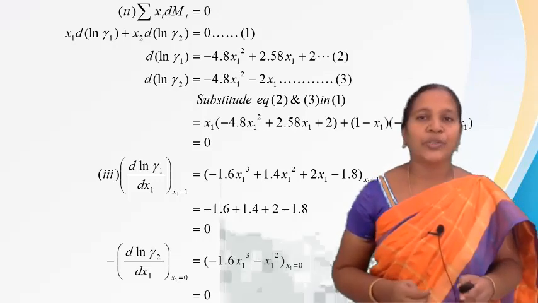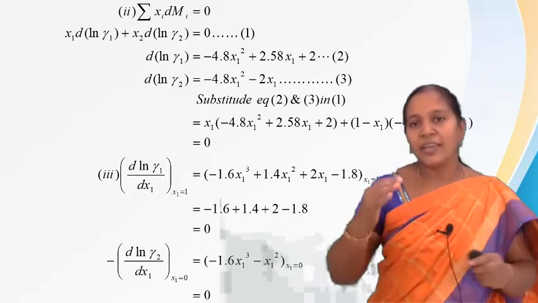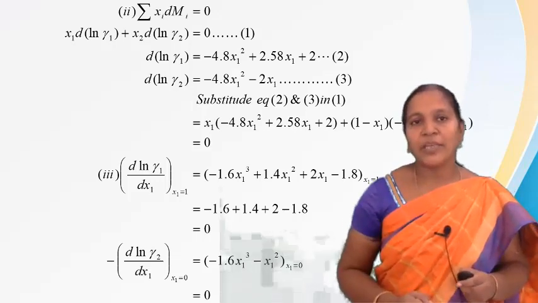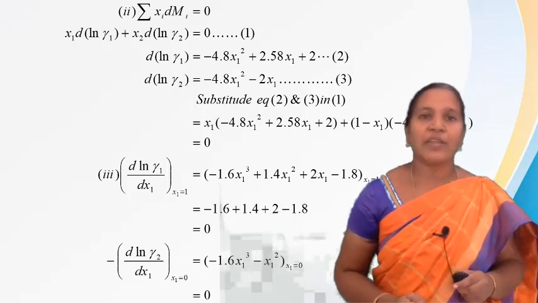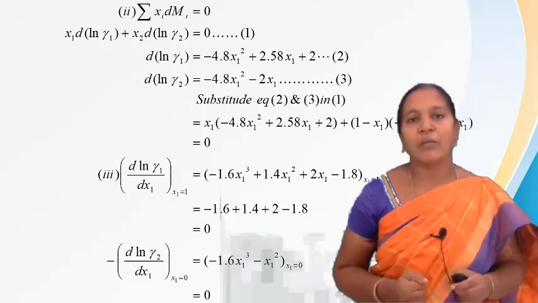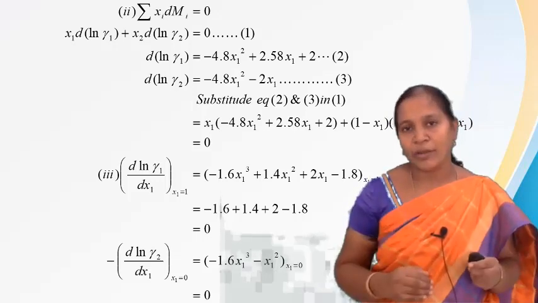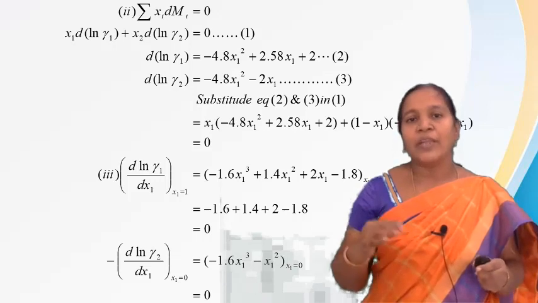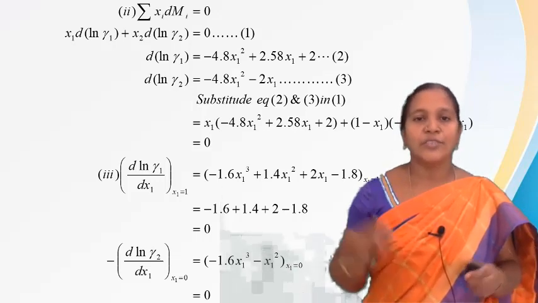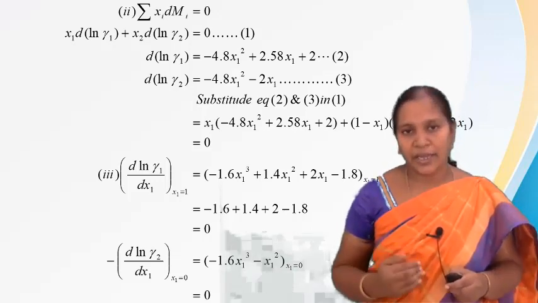Now substitute equations 2 and 3 in equation 1. That means substitute the values of d of ln gamma 1 and d of ln gamma 2 in equation 1. Then simplify. We will get the answer 0. That is the second bit.